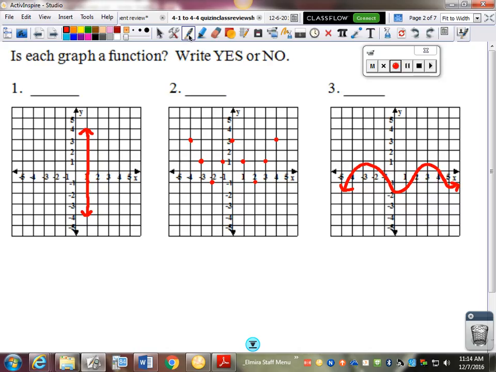Well, my very first graph, if I draw a vertical line, it passes through the entire graph. So this would be no. And drawing the vertical line shows why. Number 2, this is a function because no matter where I look at vertical lines, I would only ever be touching one dot at a time. Number 3 is also a yes because even though this is a curve, every vertical line only touches the graph in one spot.